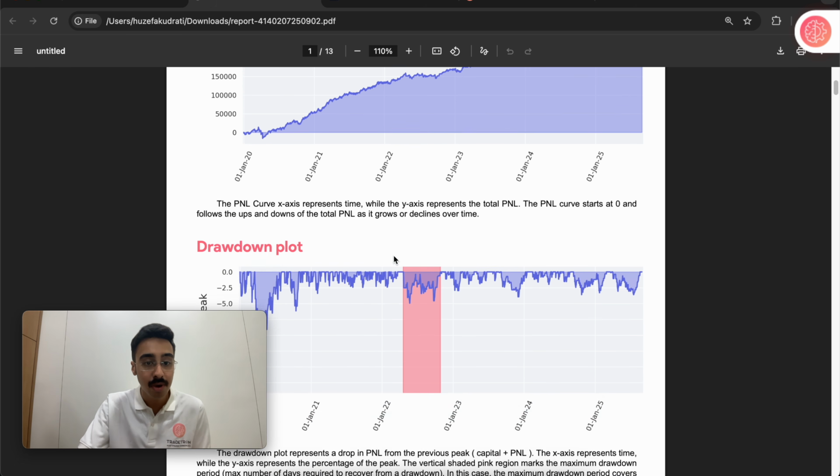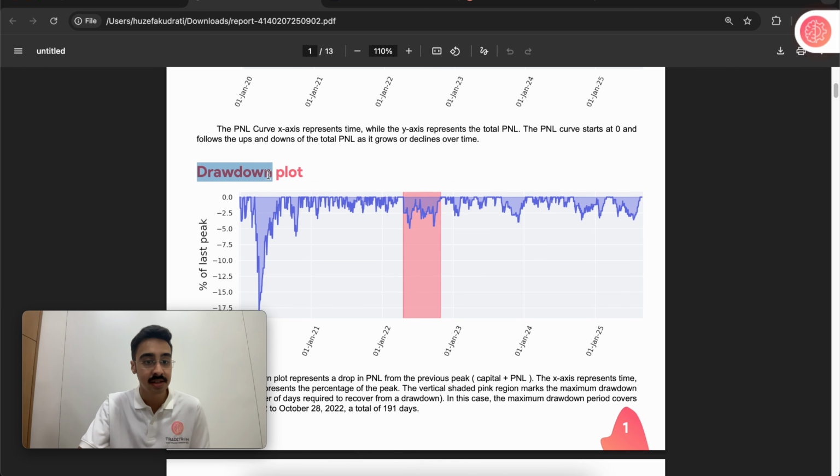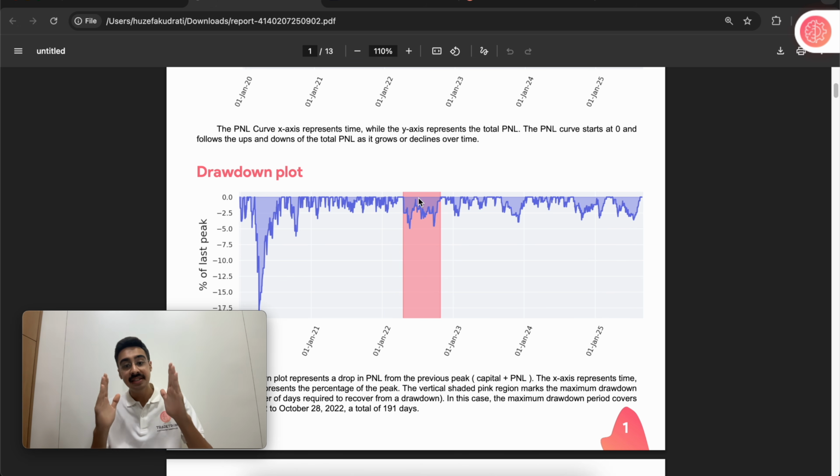So this drawdown plot that you see out here in this graph tells you, one, how much drawdown it had in comparison with the capital and the profit that it had achieved. And this red part that you see out here is basically telling you how many days the worst drawdown of the strategy lasted.